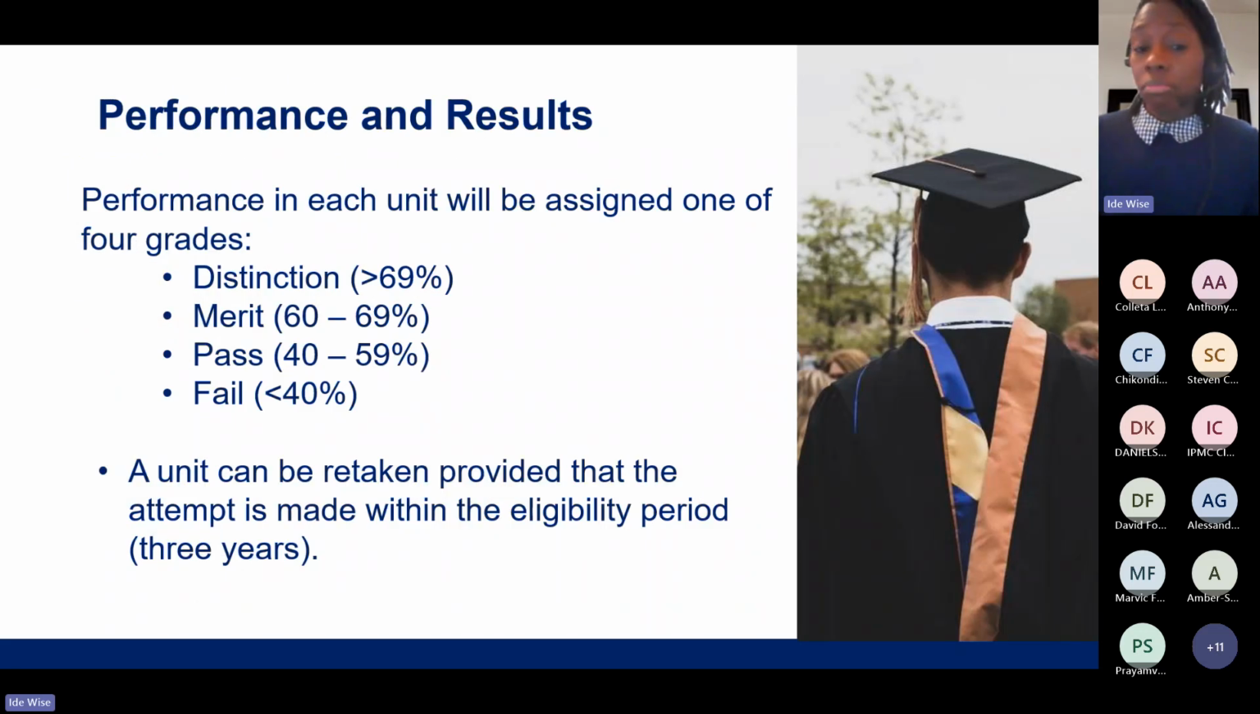In terms of grading, nothing has changed. It's still the case that anything below 40 is a fail. It's still the case that 40 to 59 is a pass, 60 to 69 is a merit, and anything above 69 is a distinction. You can still retake a unit if you fail it, and we still have the 3-year eligibility period.